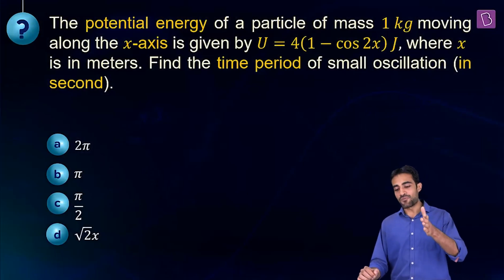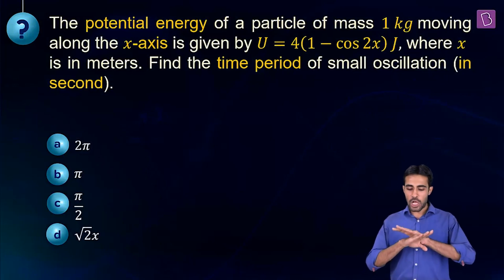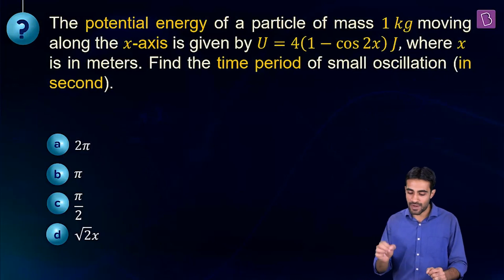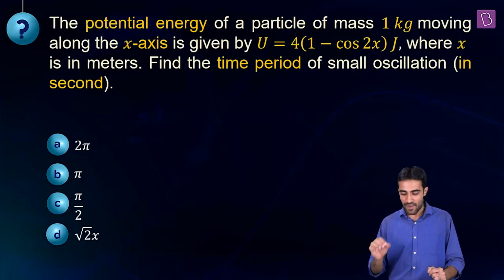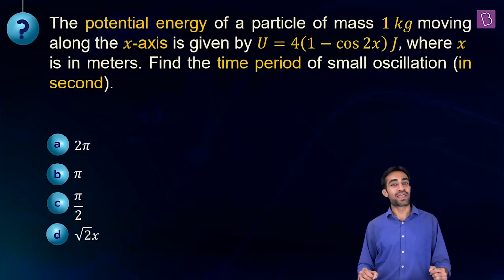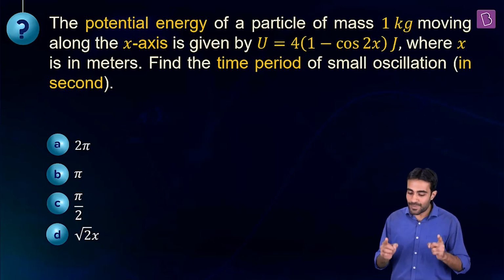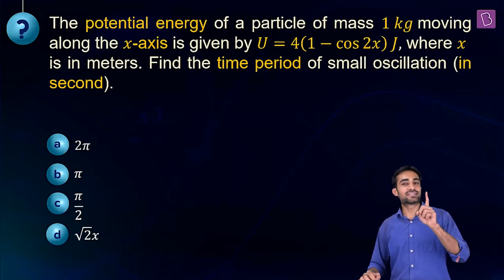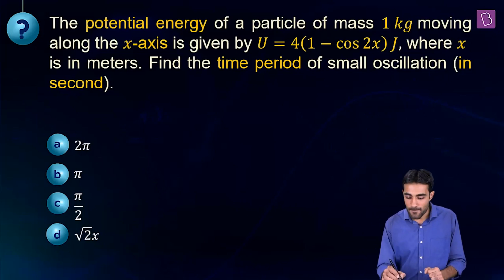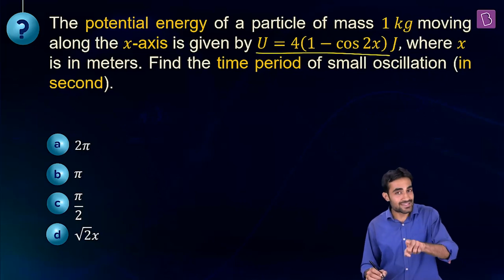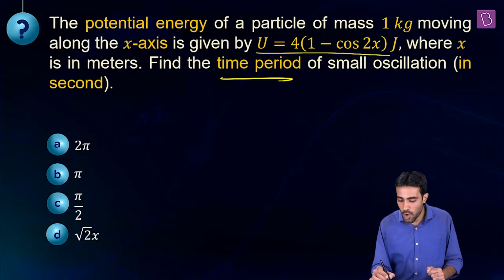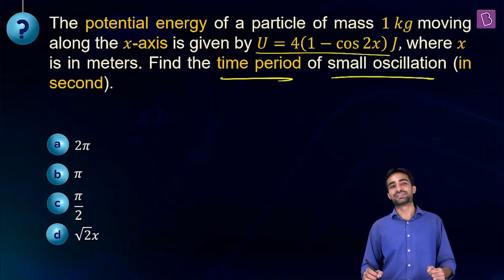The potential energy of a particle of mass 1 kg moving along the x-axis is given as U equals 4 times (1 minus cos 2x), where x is in meters. Now we have to find the time period of small oscillation. Now something interesting is there in the question. We know potential energy as a function of x, and they have asked us to find the time period. And they have also written small oscillation. That is, x is really, really small.